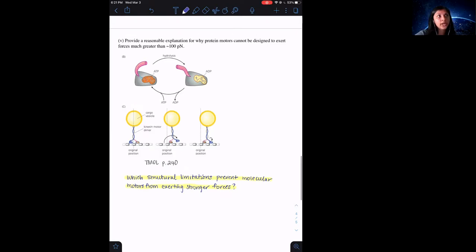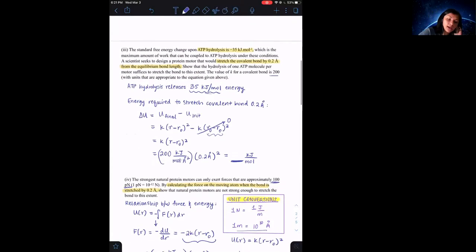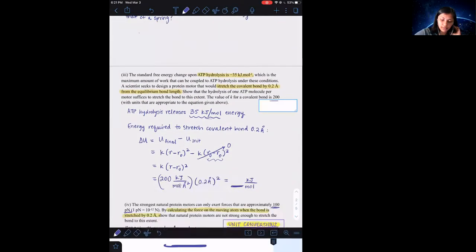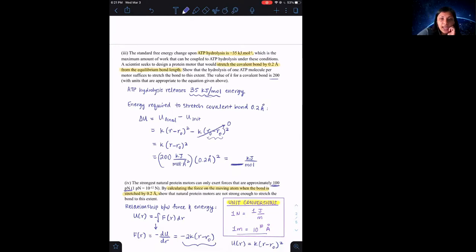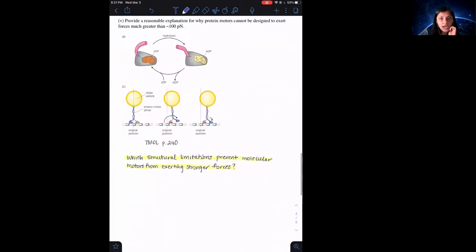So we know from part 3 that ATP hydrolysis does release a significant amount of energy. So why then, based on this mechanism, which is just an example, what do you think are the structural limitations that might prevent the molecular motors from exerting stronger forces? Anyone can type it or shout it out.